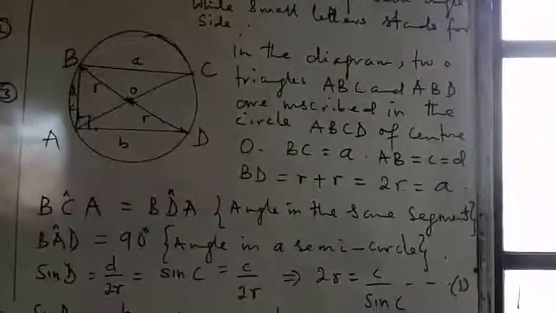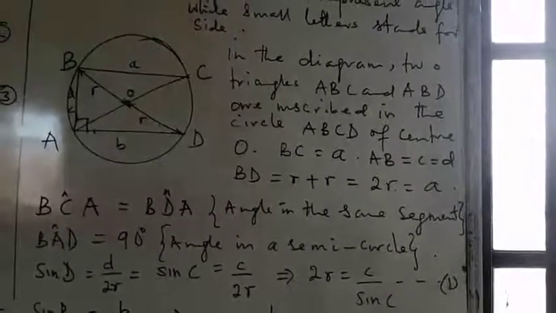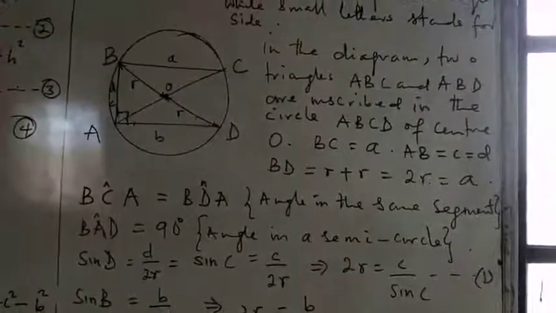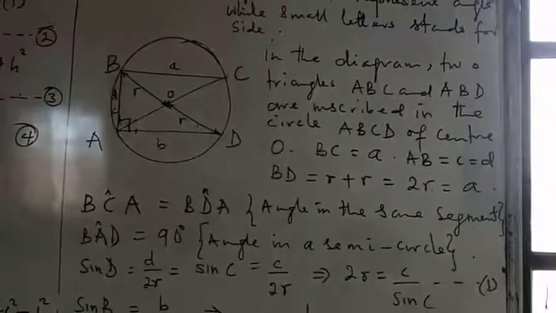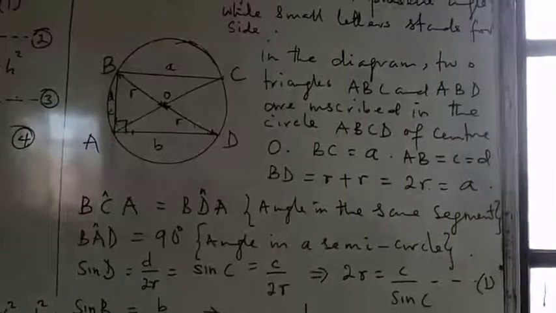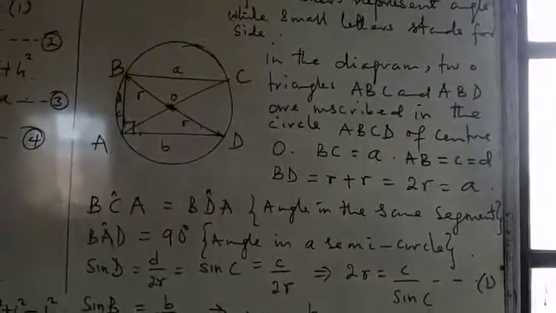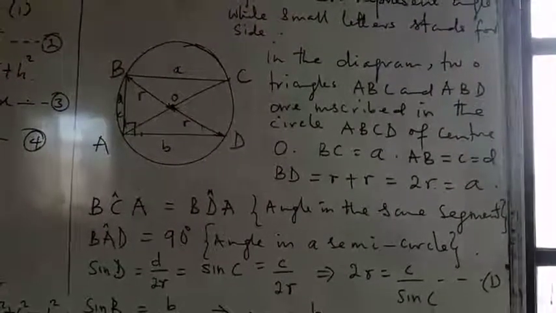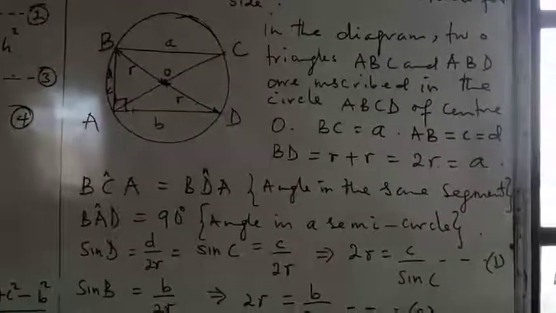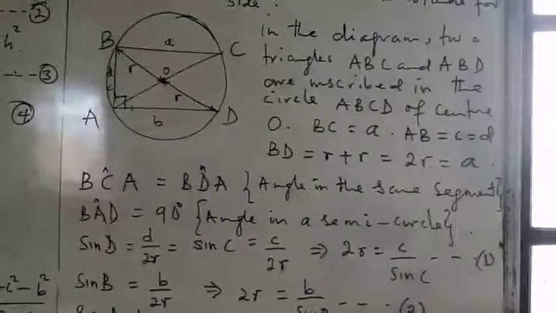BC equals a, while AB equals c, which equals d. BD is R plus R, OB is R, OD is R. Now, BD is R plus R, which is 2R, and that is given as side a in triangle ABD. Angle BCA equals angle BDA. Angles in the same segment are equal.